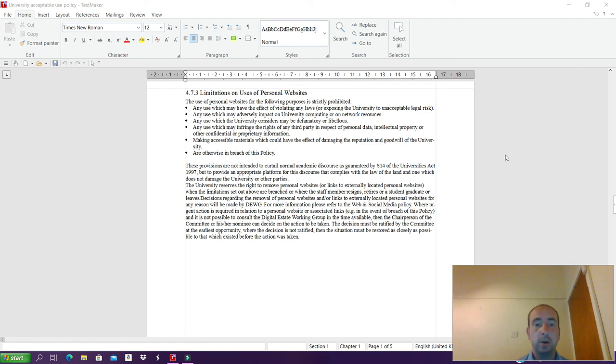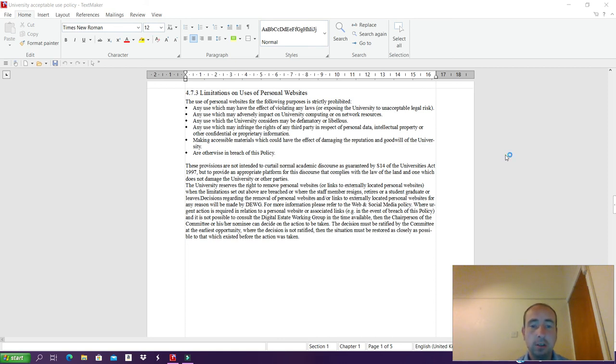4.7.3 Limitations on use of personal websites. The use of personal websites for the following purposes is strictly prohibited. Any use which may have the effect of violating any laws or exposing the university to unacceptable legal risk. Any use which may adversely impact the university computing or network resources. Any use which the university considers to be defamatory or libelous. Any use which may infringe the rights of any third party in respect of personal data, intellectual property, or other confidential or proprietary information, making accessible materials which could have the effect of damaging the reputation or goodwill of the university, or otherwise in breach of this policy.